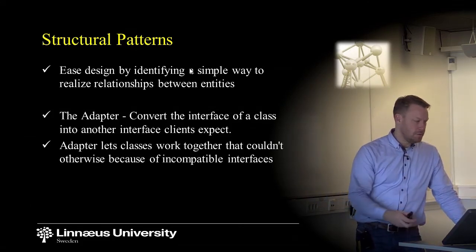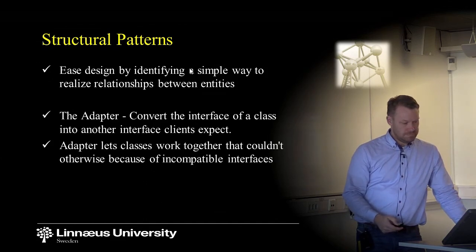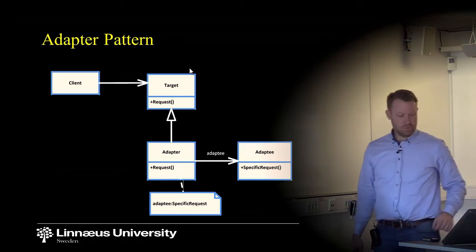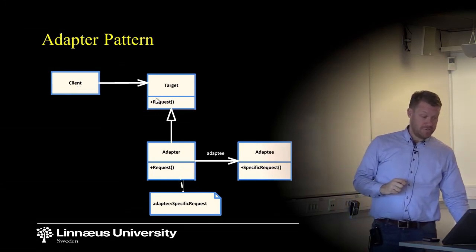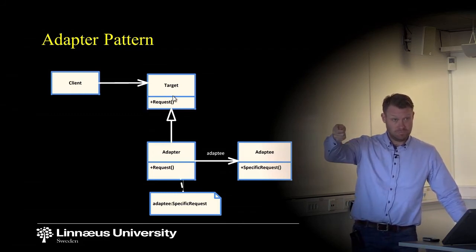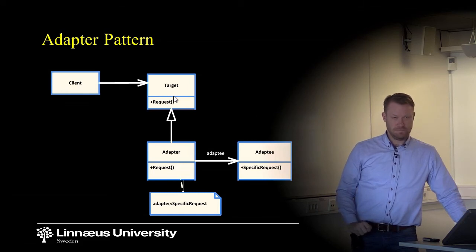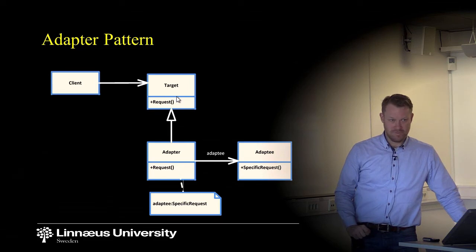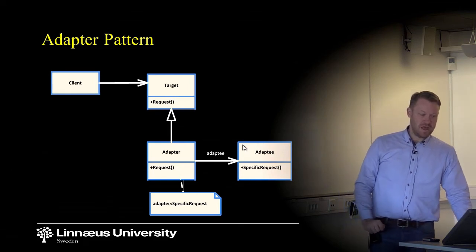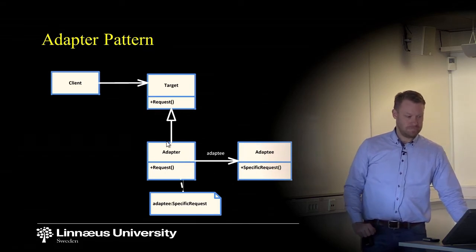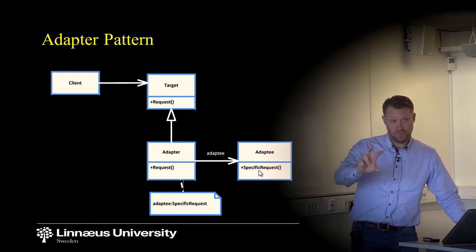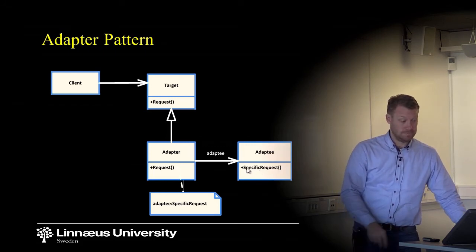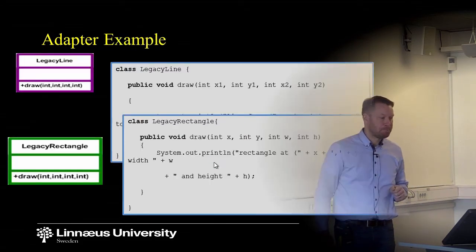So what does that translate to if we talk about software design? Well, if you look at this class diagram, you can see that we have the client. The client is your plug on your cord, okay? And this you want to plug into the power outlet. However, the plug doesn't fit. So instead, you have an adapter. And this adapter will take care of your request, plug, and adapt it to the specific request for the power outlet. Excuse me. So an example here.